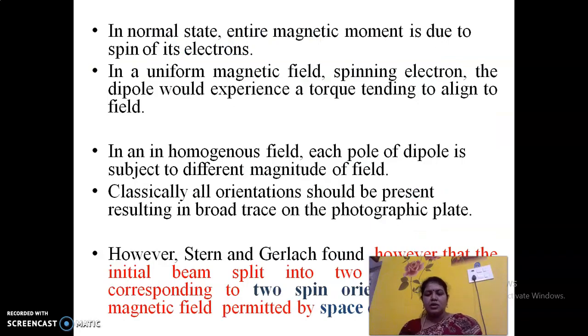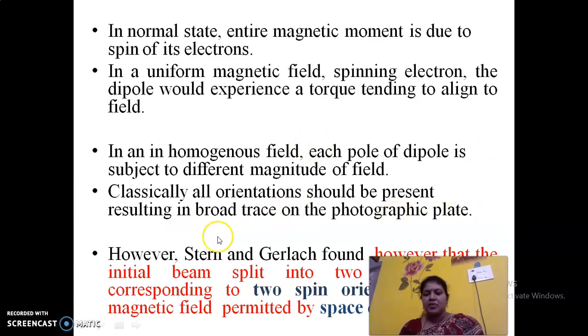Now what could you say about the results? In the normal state, the entire magnetic moment is due to the spin of its electrons. Now when you have a uniform magnetic field, the spinning electron could be thought of as a dipole experiencing a torque tending to align to the field. In an inhomogeneous field, each pole of the dipole is subject to a different magnitude of the field. Classically, all orientations should be present, resulting in a broad trace on the photographic plate.